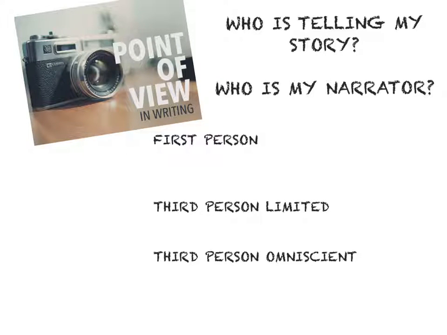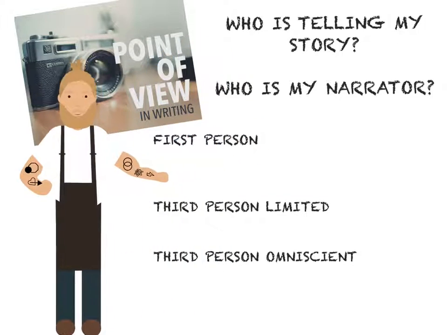In this lesson, you will learn how to add point of view to your narrative writing. Point of view is the lens through which you as the reader get to see the story. The two questions you're going to ask as you're thinking about point of view in your own writing are: who is telling my story, or who is my narrator? There are three types of point of view that you commonly see in narrative writing: first person, third person limited, and third person omniscient. I'm going to add a character to this story just as an example.